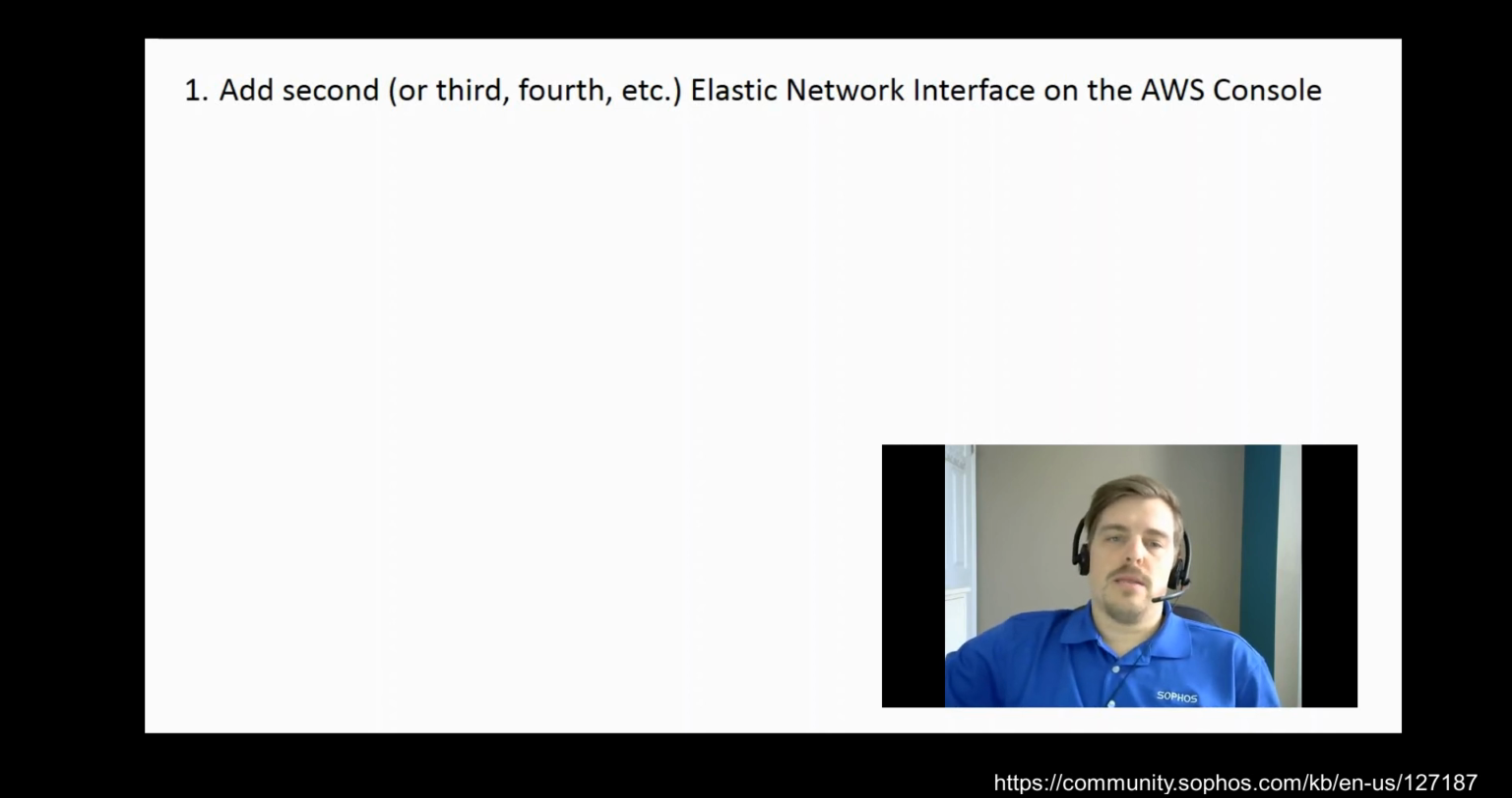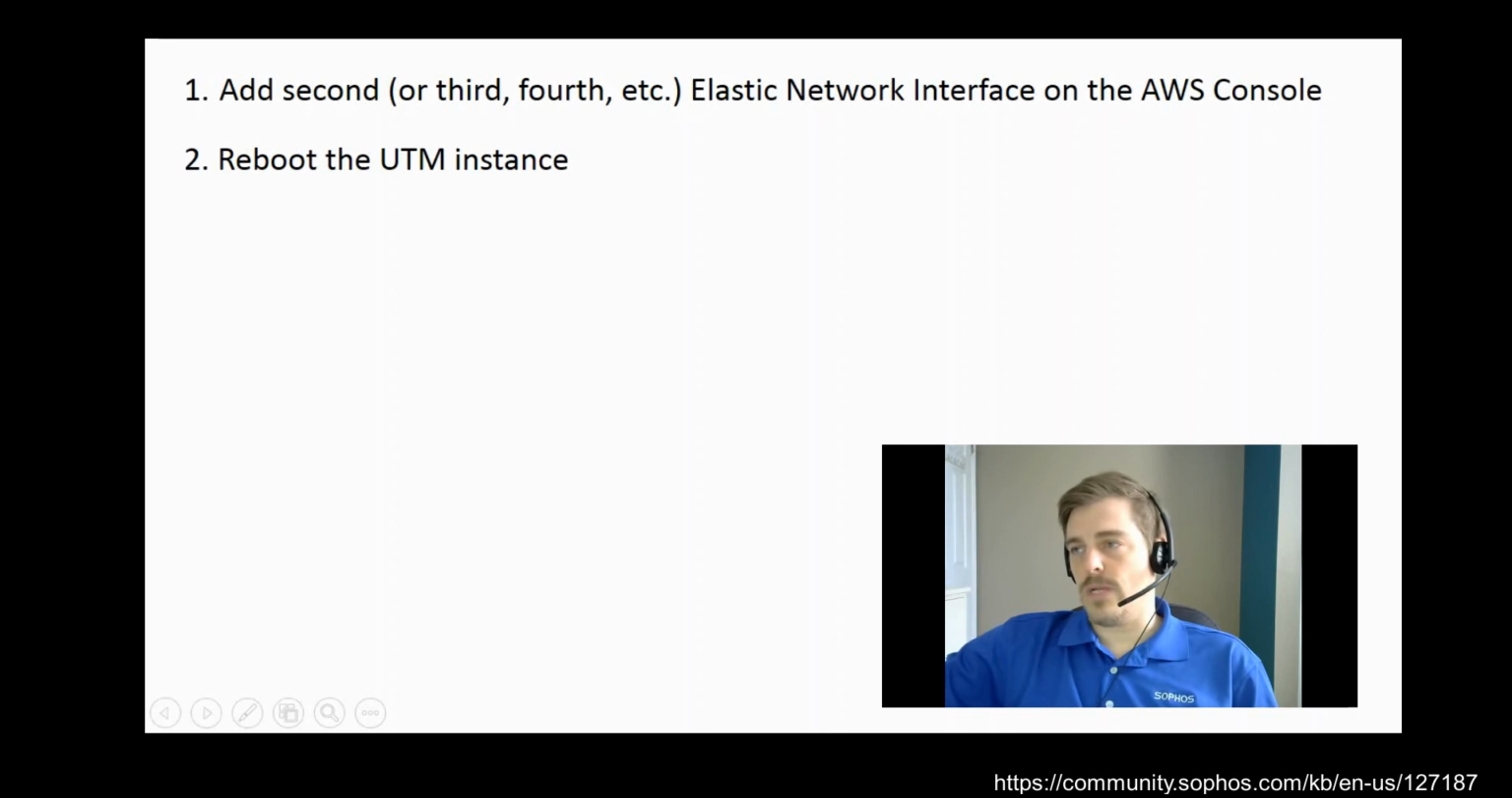Just bear in mind that the family and the size of the instance will dictate how many ENIs you can attach to that instance. So if you're just testing the UTM on a T2 small instance and you already have two interfaces on the UTM, this isn't going to work. You're going to have to up the size in order to attach that third. So assuming you've got an additional interface attached on the UTM, you'll need to reboot the UTM.